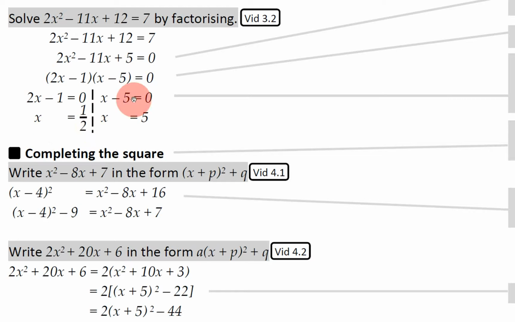Basically half. It's much easier in this case, so we take this bracket, we say this bracket is equal to 0, so x minus 5 equals 0, moving the minus 5 over to the other side makes it a plus 5, so 0 plus 5 is 5, so x equals 5.